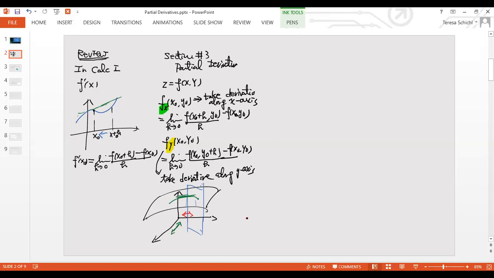And now in this section, we're going to talk about the directional derivative.